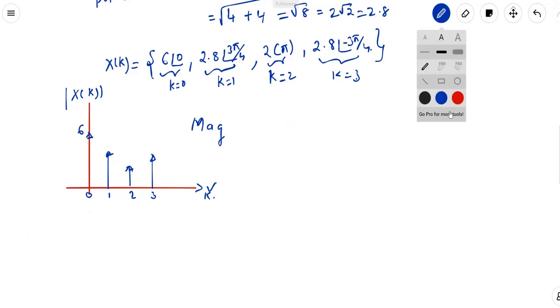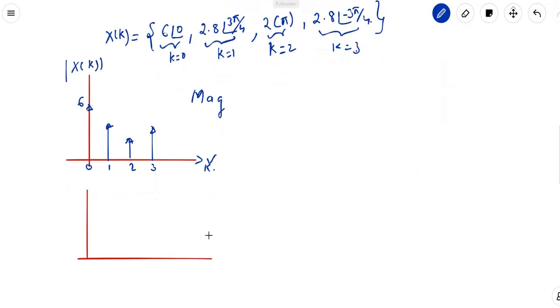In the same way we can plot it for the angle. The axis is again k only. So this is the phase spectrum. How do I represent this? This is x of k. This angle is represented like this. So this is when k is equal to 0, k is equal to 1, k is equal to 2 and k is equal to 3.